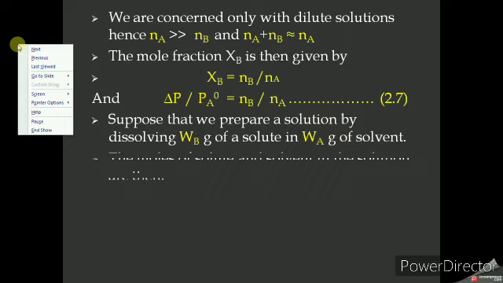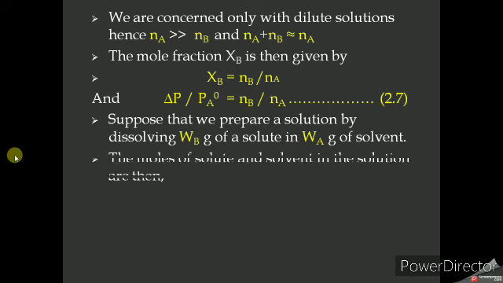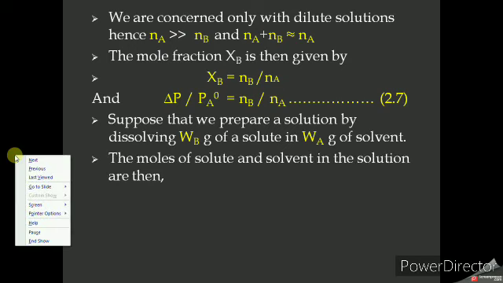And suppose that we prepare a solution by dissolving WB gram of that solute in WA gram of solvent. Remember that A is always for solvent, B is for solute. Then you can easily remember the symbols. And the moles of solute and solvent in the solution are there. So how do you write the number of moles? It is represented by Na for solvent and Nb for solute.